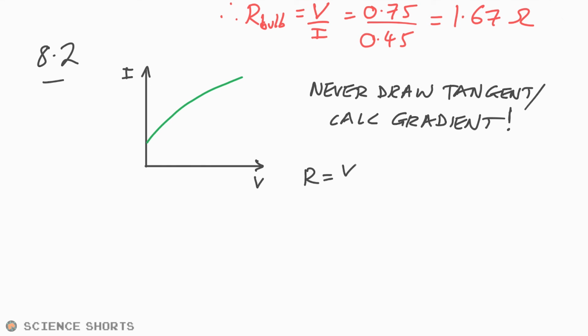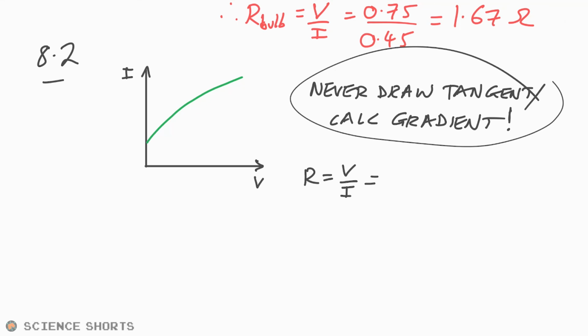So R is equal to V over I. This is all this question is doing. It's just testing that you know this fact here. So it's going to be 8 divided by 1.7. Nice. And that gives us 4.7 ohms.